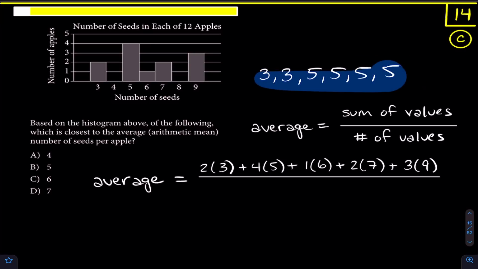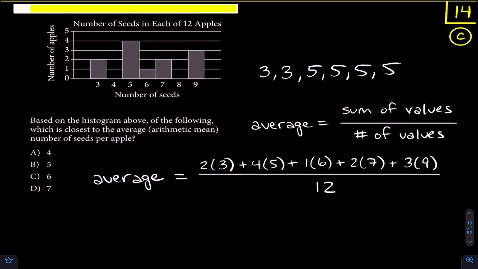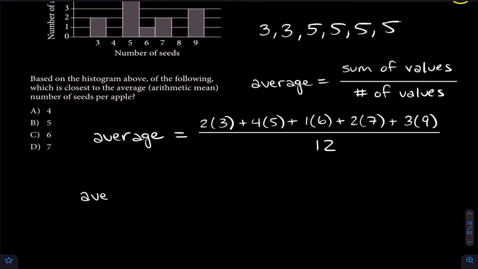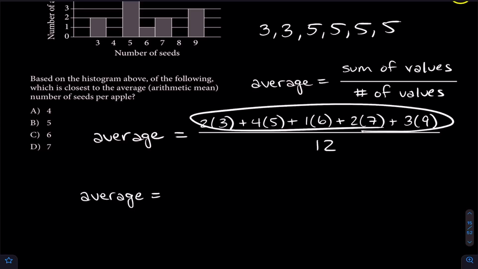Because there are going to be 12 of these. How do I know? Because there's 12 apples that we were looking at. So this is going to be divided by 12. And now you can put this in your calculator. This is a calculator problem. But what I'm going to do is just limit the amount of thumb work that I need to do. I'm going to just do this numerator part in my head.